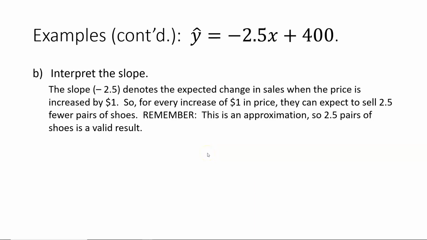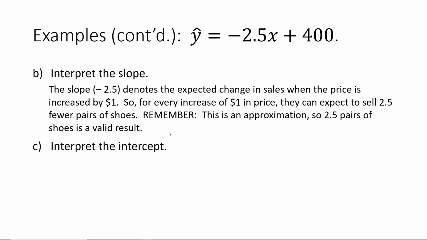Now, how do we interpret the slope in that equation? Well, the slope, -2.5, denotes the expected change in sales when the price is increased by $1. So for every increase of $1 in price, the Foot Locker can expect to sell 2.5 fewer pairs of shoes. Remember, this is an approximation. There's no such thing as 2.5 pairs of shoes, but because we're doing a calculation, that is a valid result in this case.